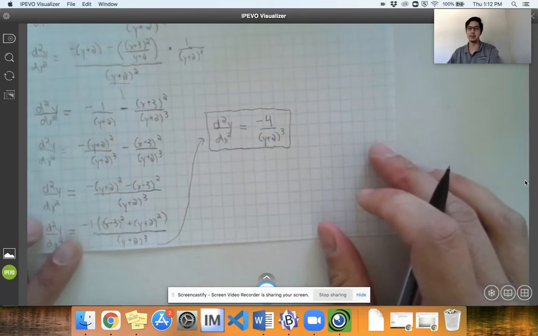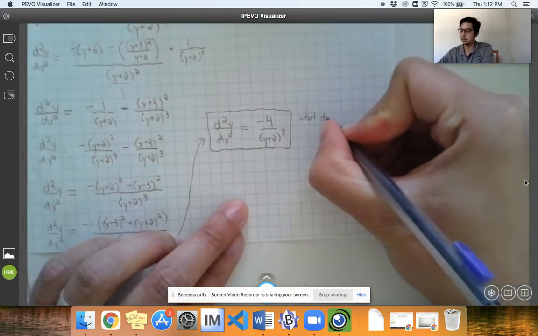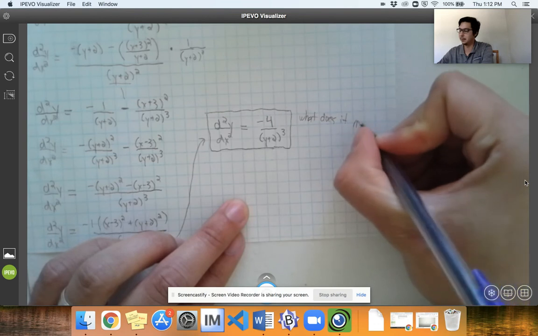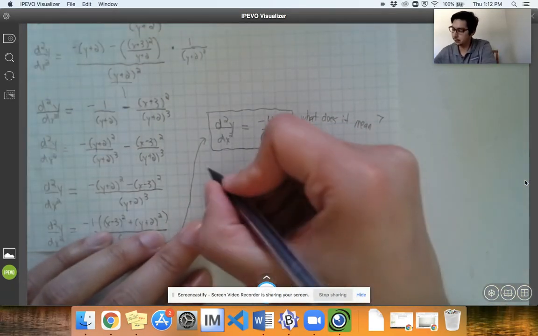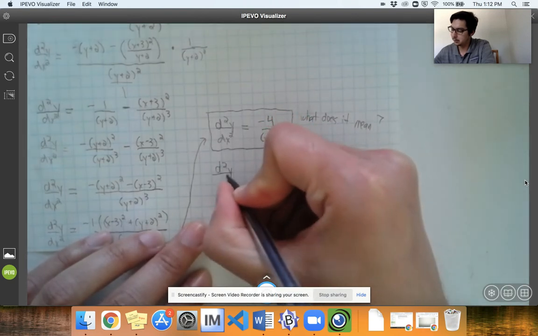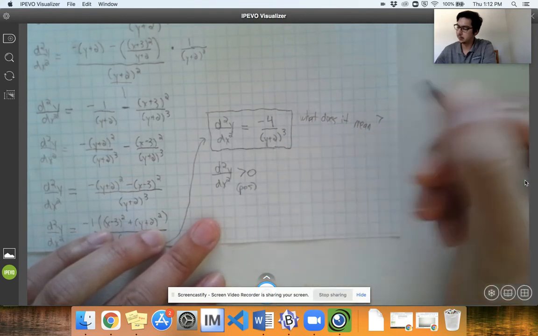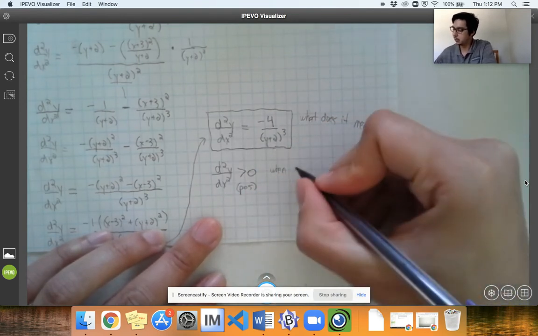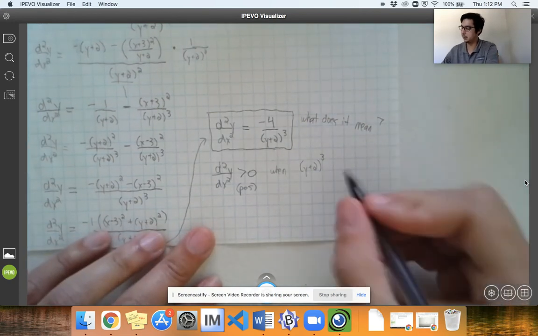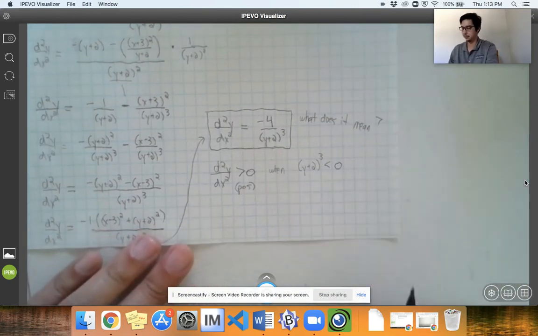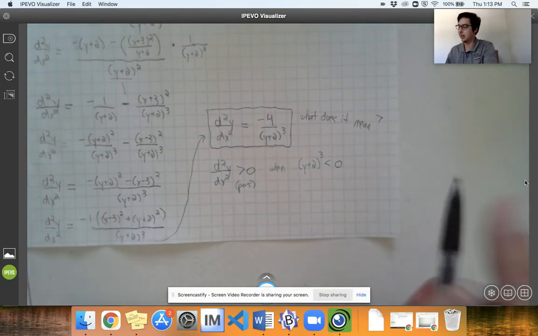And there you have it. Now, what's interesting about this is, what does this tell us? Like, we did all this math, well, does it tell us anything? What does it mean? All right. Well, let's see. When is this positive? Well, notice that this second derivative is positive when (y + 2)³ is negative. Because if that's negative, a negative and a negative is a positive value.